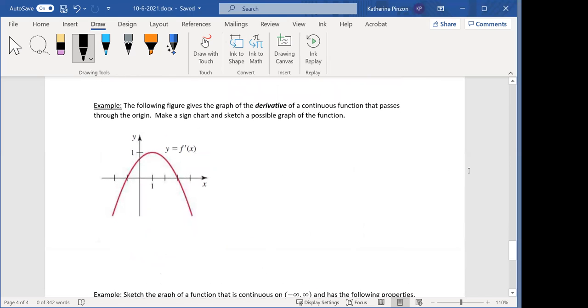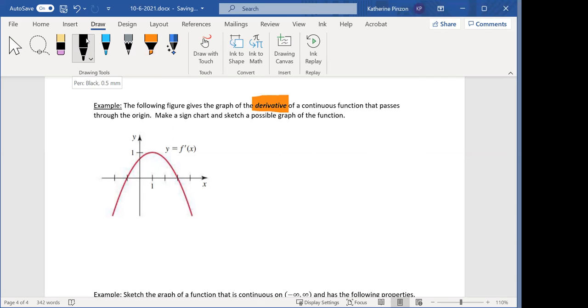Right? That's what happens. The following figure gives the graph of the derivative. Do you see it bolded? It's bolded there. That means important information. The following figure gives the graph of the derivative. This is not the graph of the function. This is the graph of the derivative.